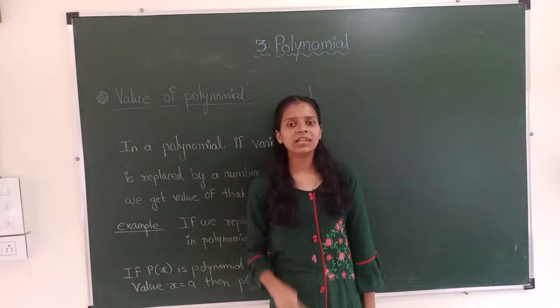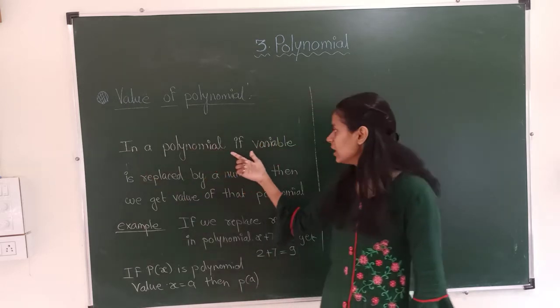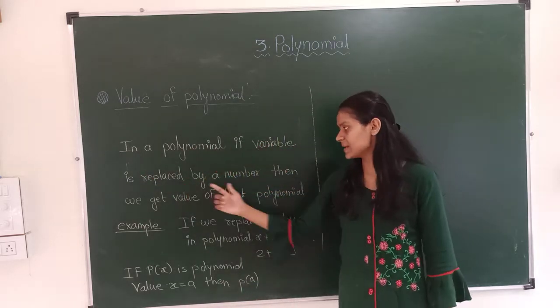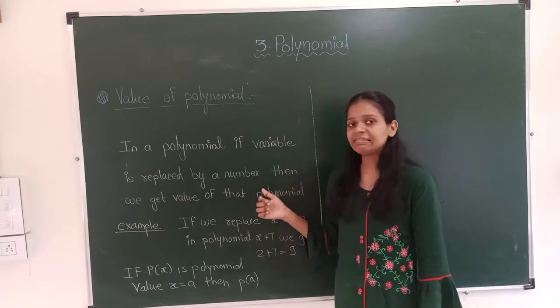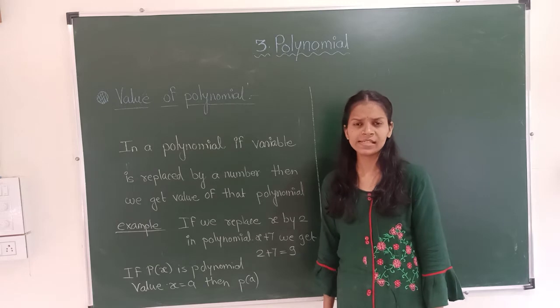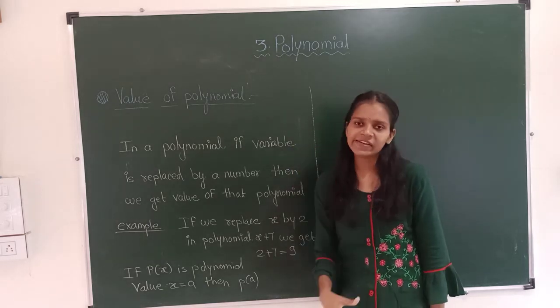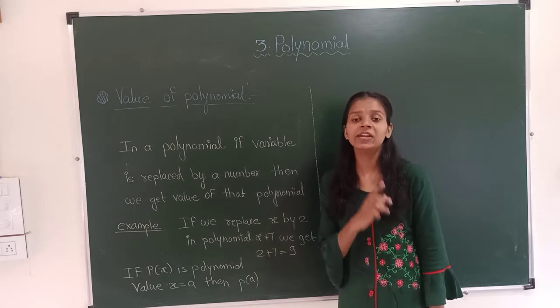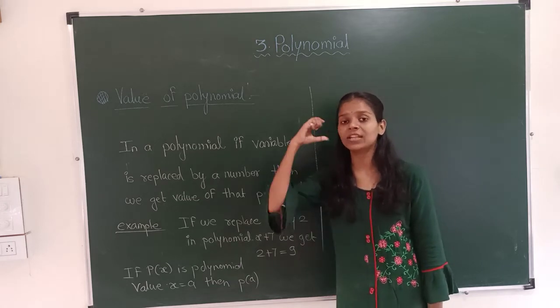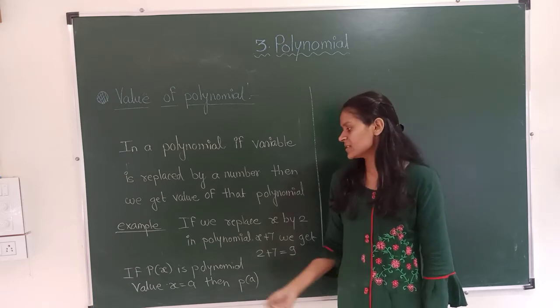What is meant by the value of the polynomial? See, in a polynomial, if a variable is replaced by a number, then we get the value of the polynomial. If a polynomial is given, there is always a variable in it. If we replace that variable by some particular value, then it is called the value of a polynomial. We will see one example.